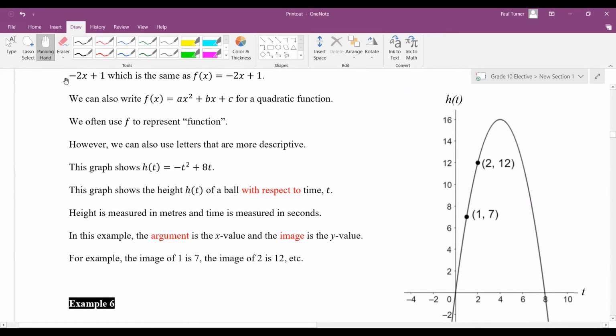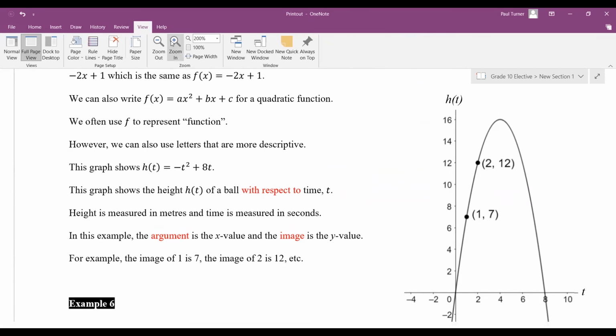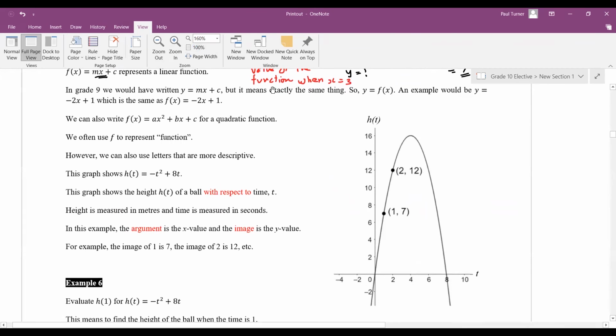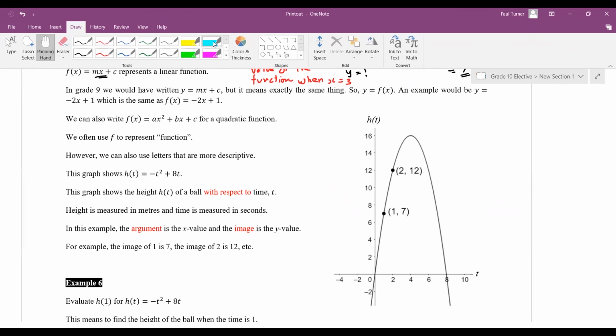sometimes you have real life things you want to talk about. So in this case, instead of calling it f(x), you see what was done here? We call it h(t), but it's still y, and this is time. So h represents height, and t is time. But it's still the y-axis, so we'd write y equals h(t) here.